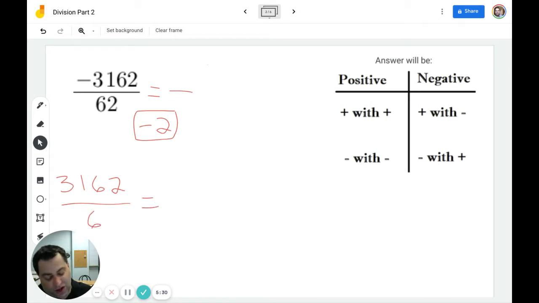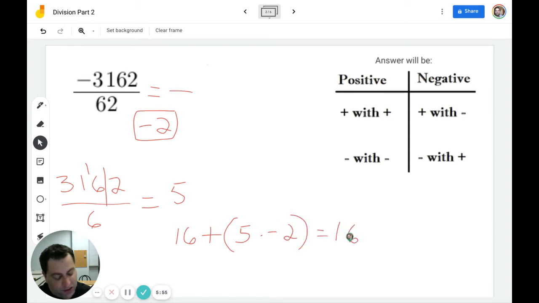6 into 31 goes 5 times. 31 minus 30 is 1. I can't use 16 because I first have to add my previous answer, 5, times the multiplier. This is going to be 16 minus 10, because 5 times negative 2 is negative 10. 16 and negative 10. 16 minus 10 is 6.